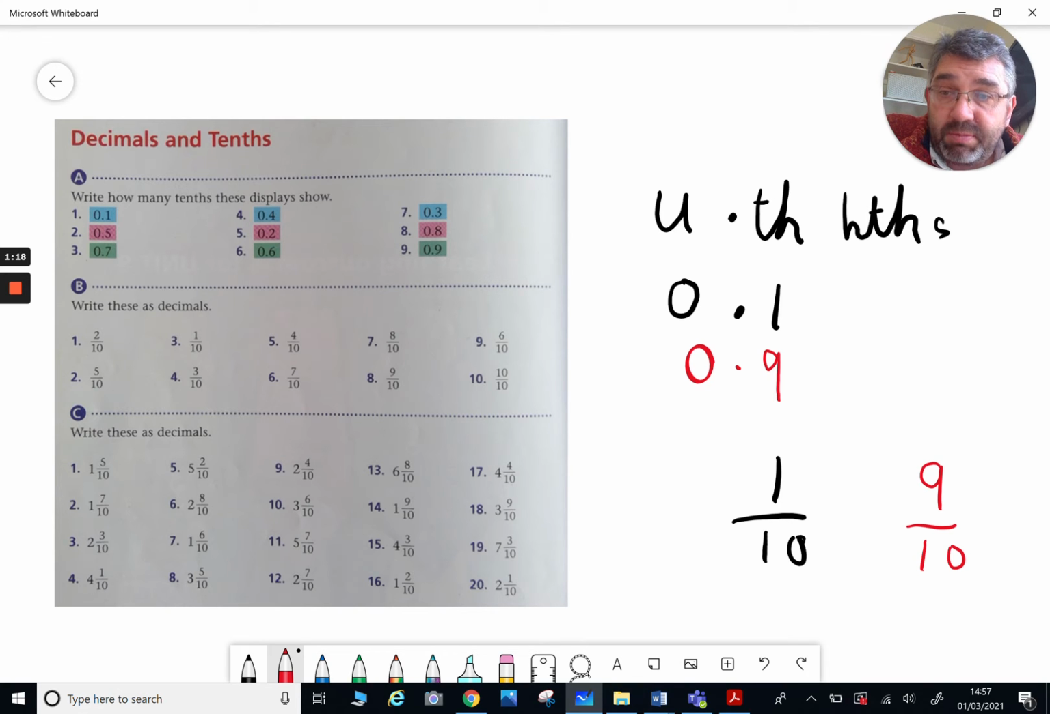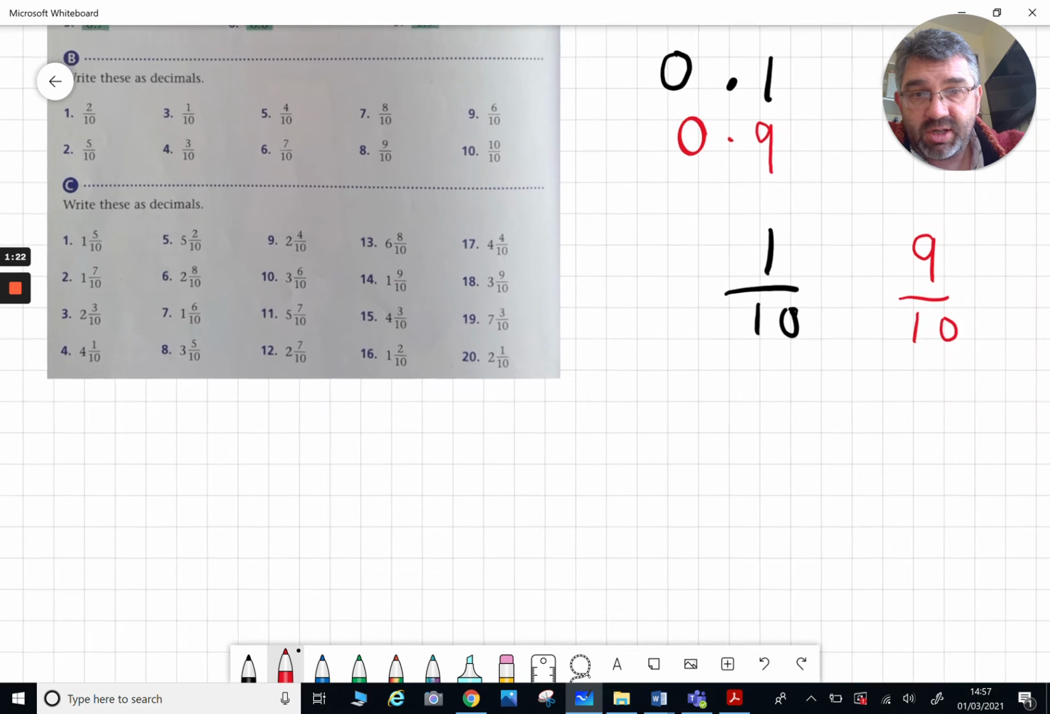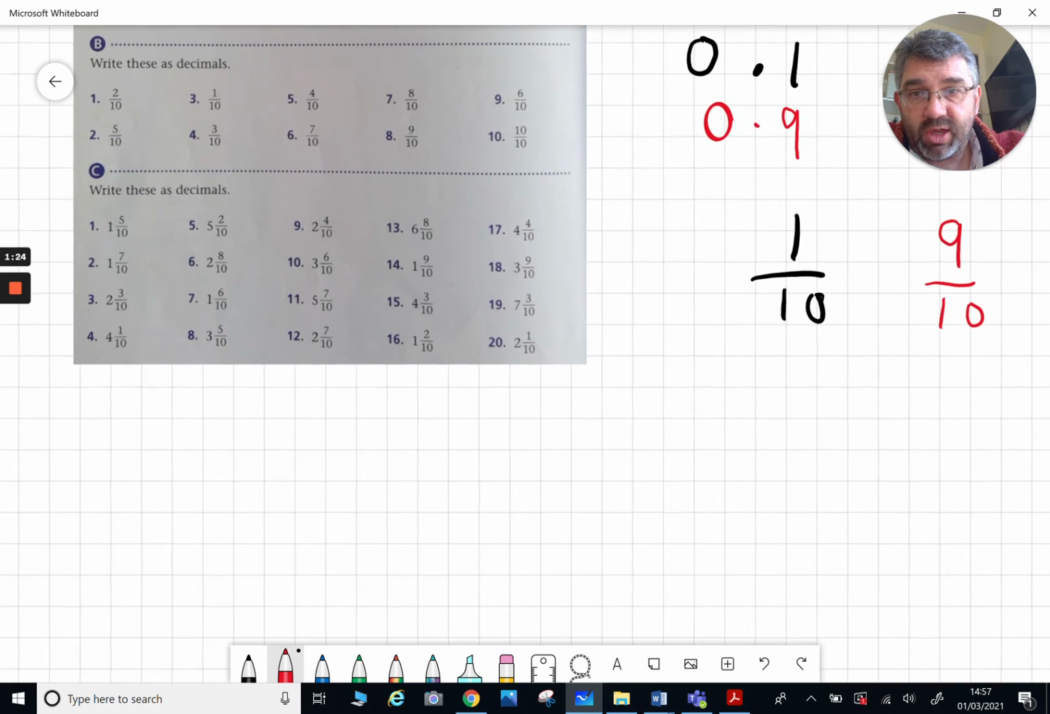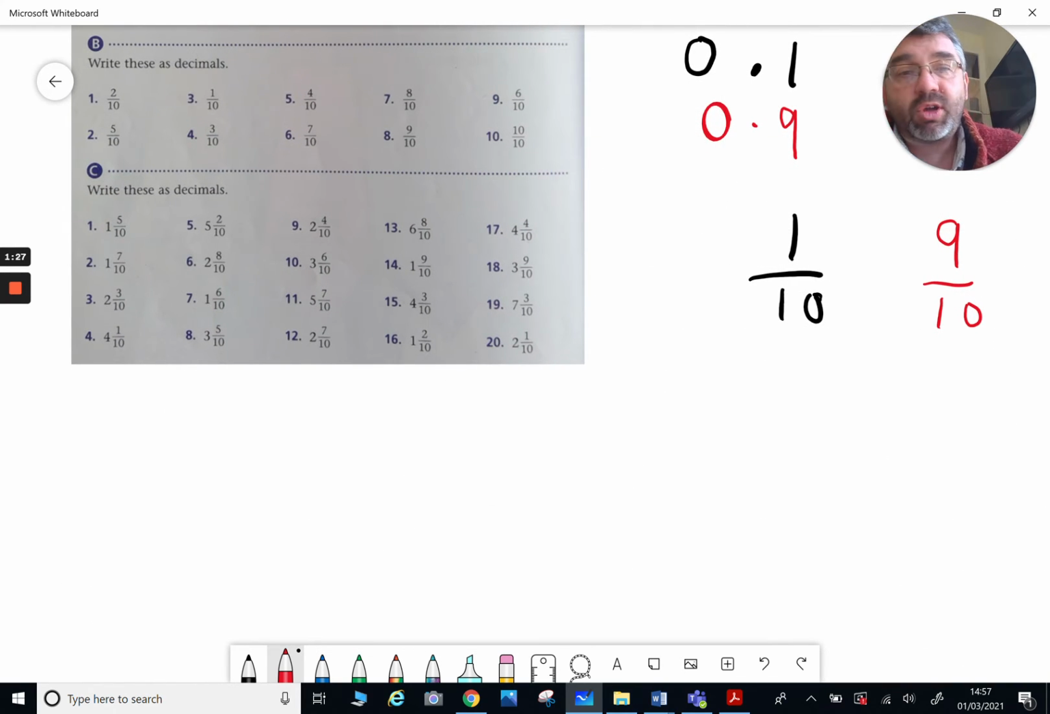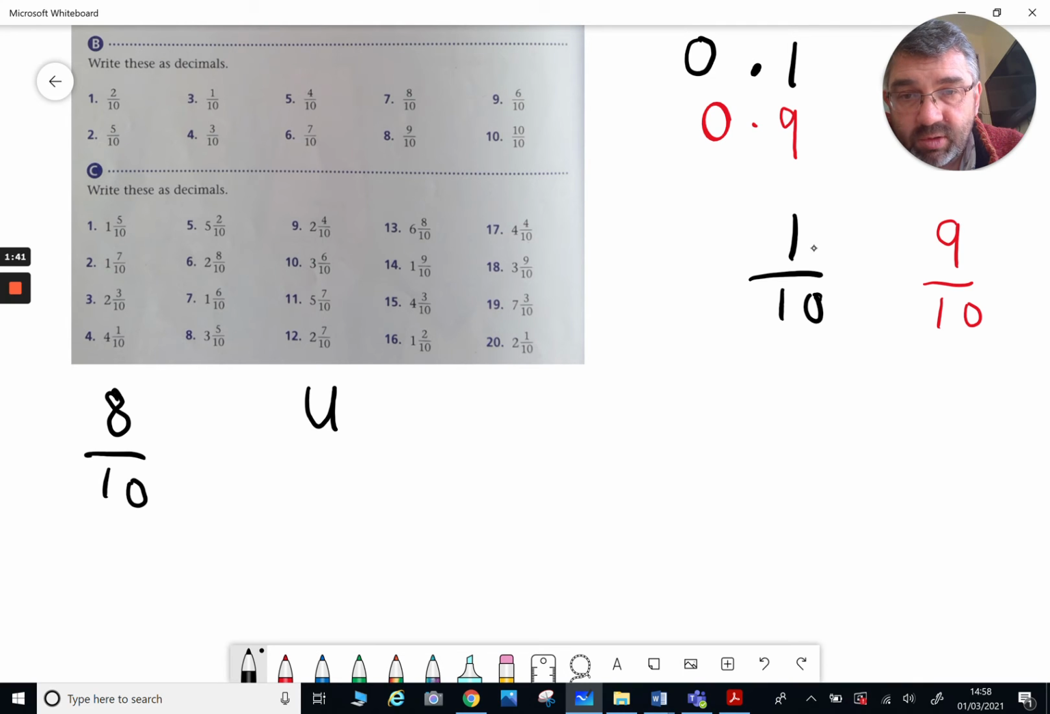If you look at part B, these are decimals. We're going the other way. If I just move this up a little, I can write it underneath. This time we're going from fractions to decimals. So if I take number 7, which is 8/10, we put down ready units, decimal point, tenths.